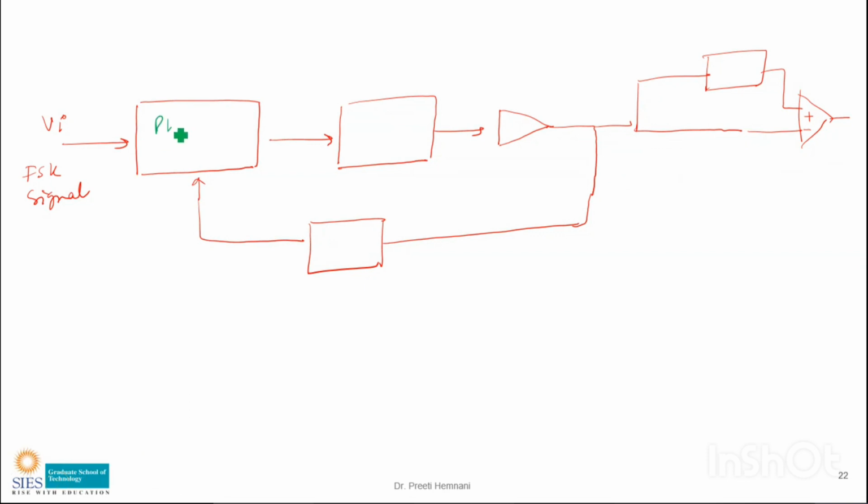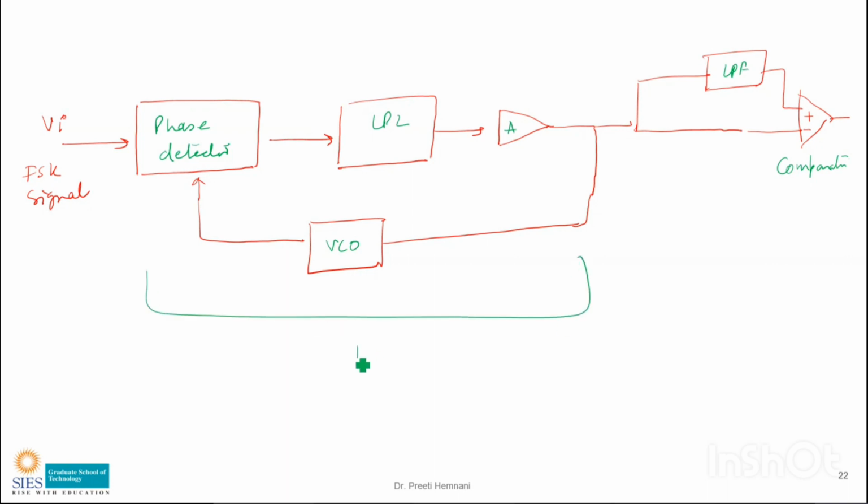Yes. So this is our phase detector, as you know. This is the FSK signal and this is the VCO output. This is a low pass filter. This is an amplifier. This is one more low pass filter, and this is the comparator. Now what happens? You see, this is nothing but your PLL. The PLL is connected to a comparator.